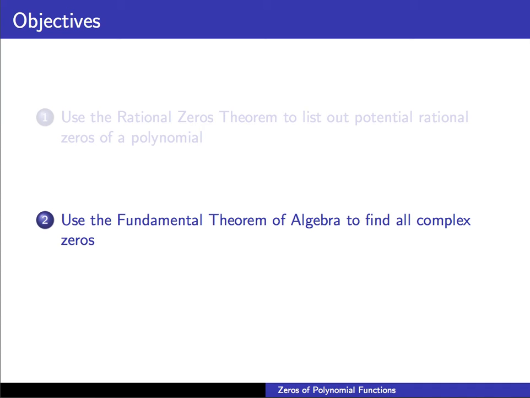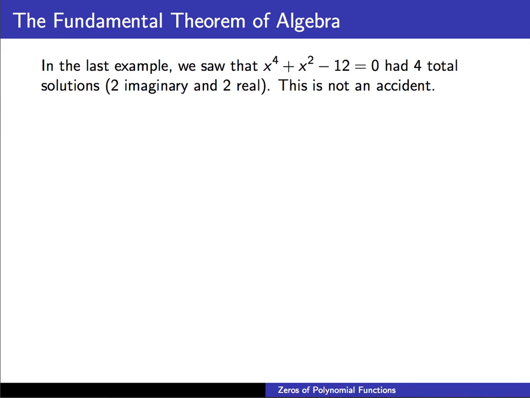Okay, in this video, we're going to use the Fundamental Theorem of Algebra to find all complex zeros. So in the last example, we saw that x to the fourth plus x squared minus 12 equals 0 had four total solutions. We had two imaginary solutions, 2i and negative 2i, and two real solutions, square root of 3 and negative square root of 3.